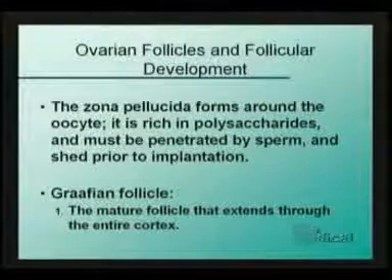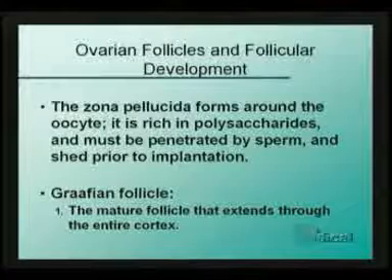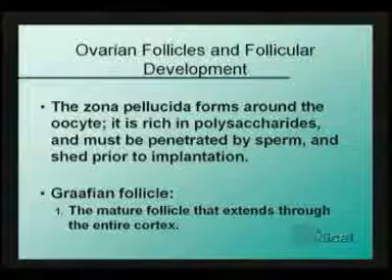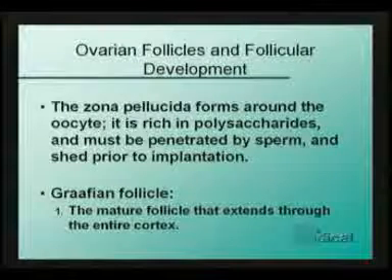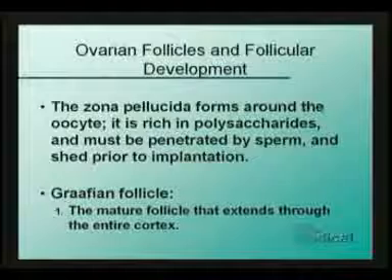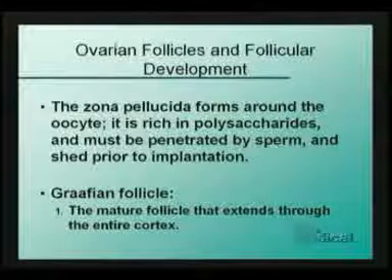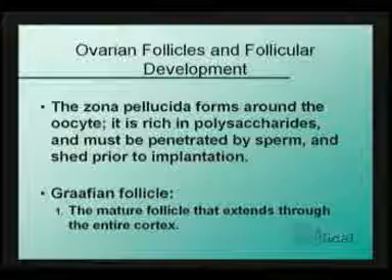When the secondary follicle develops, what additionally forms around that secondary follicle is a zona pellucida. The zona pellucida is a glycoprotein and polysaccharide rich structure which must be penetrated by sperm and must be shed after fertilization occurs prior to implantation.